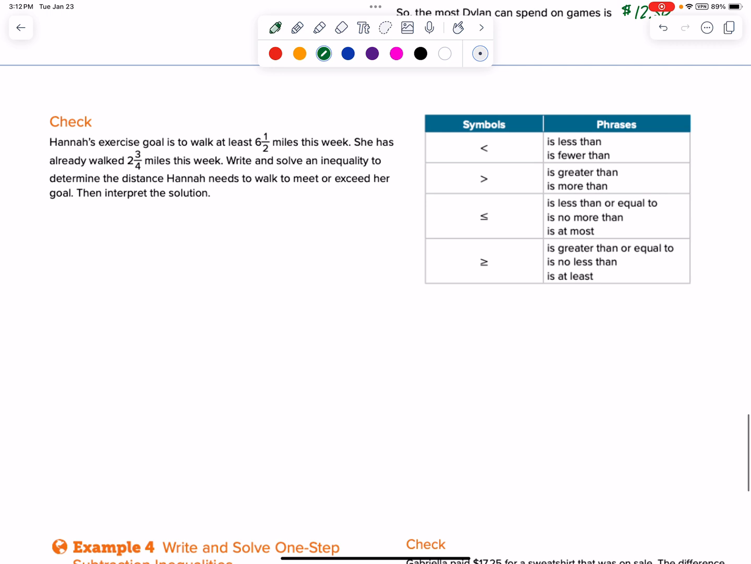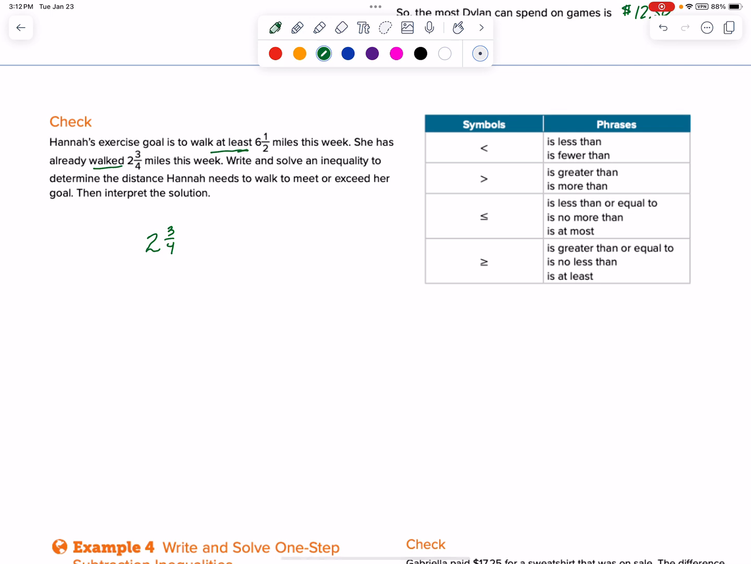So let's take a look at this one. You can pause and try it out and see what you do independently or follow along. I put the table down here as well to help. So Hannah's exercise goal is to walk at least 6.5 miles. Think about what that means. Okay, does she want to walk less than 6.5? No, she wants to walk at least 6.5. So the other question to think about is, is she okay with 6.5? Or does she want to do more than that? Well, it says at least 6.5. So she's okay with 6.5, which means is equal to. It can include that number. Okay, she's already walked 2 3/4 miles. So here's what she's done so far.